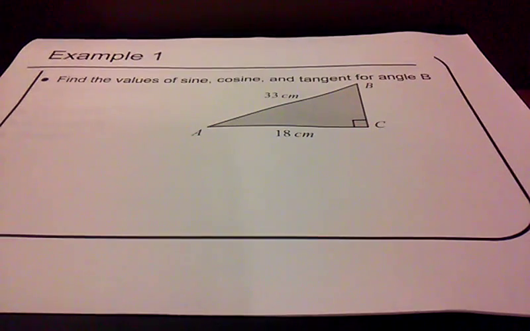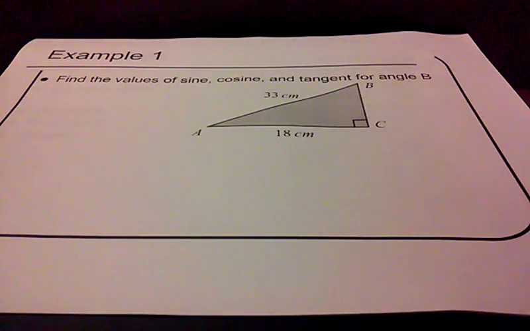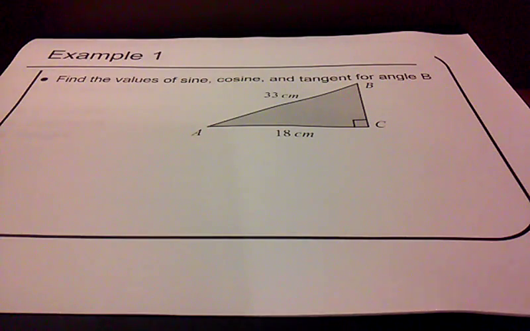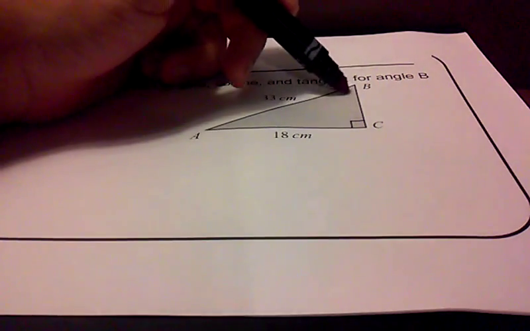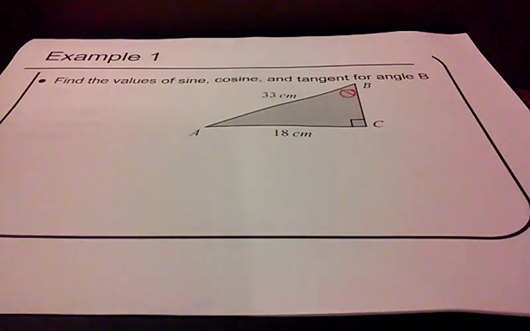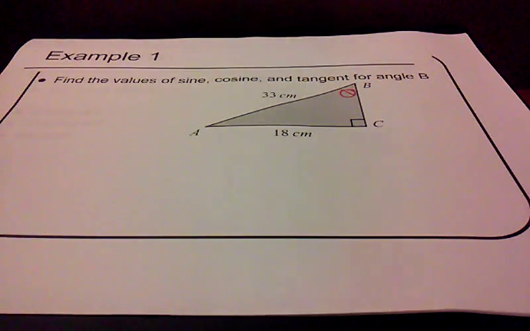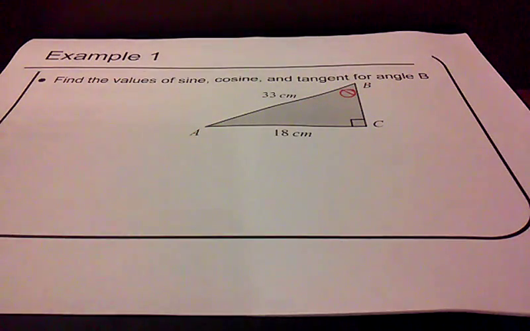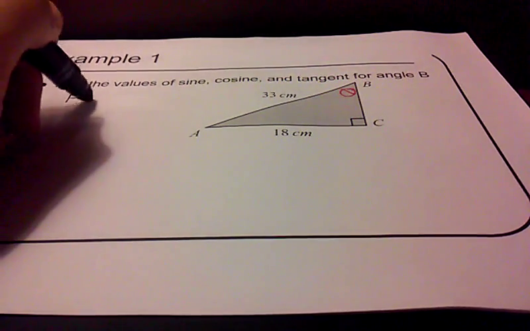Let's start off with something that you should have covered in a previous math course. It says find the values of sine, cosine, and tangent for angle B. Well, if you notice, angle B is this angle right there, and we're going to use the Greek letter theta to represent angle B. Now, I do have the hypotenuse, it's 33, and I have one of the legs, it's 18, but I'm missing a leg. Now, think about your skills. You should remember the Pythagorean theorem. That's going to come in handy.